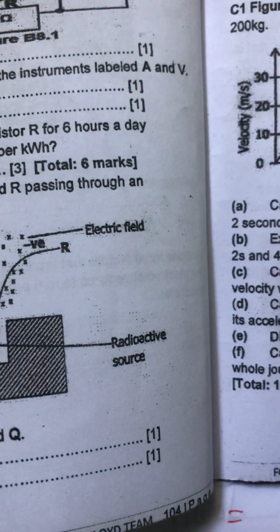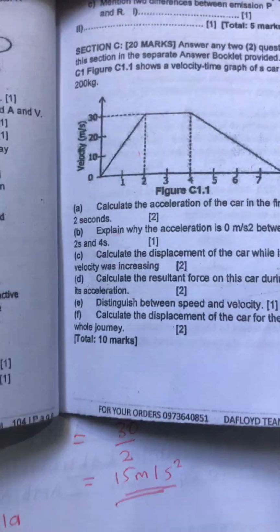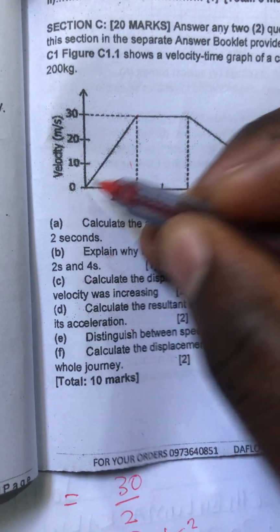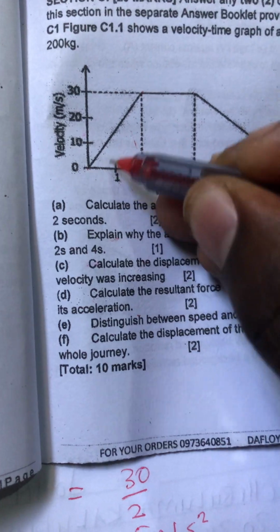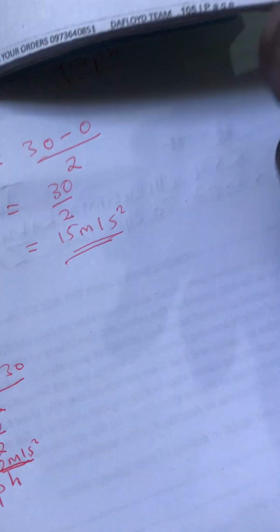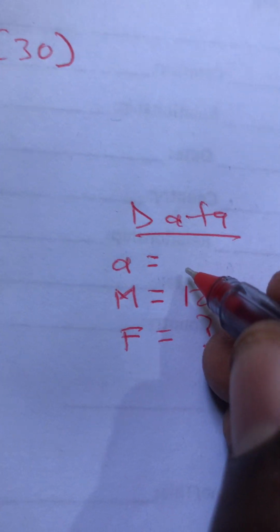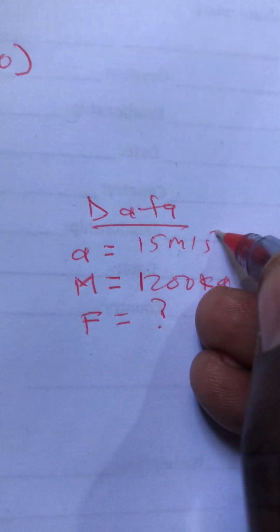Okay, calculate the resultant force on this car during acceleration. So when did acceleration take place? The acceleration took place from here up to there. So they want you to calculate the resultant force during this time. What do we have here? One, we have the acceleration. We calculated the acceleration in the first question. So you come to data here and put down your acceleration. The acceleration was 15 meters per second squared.